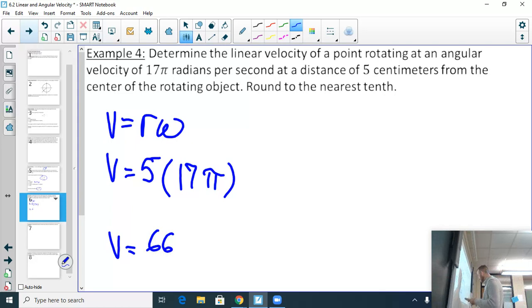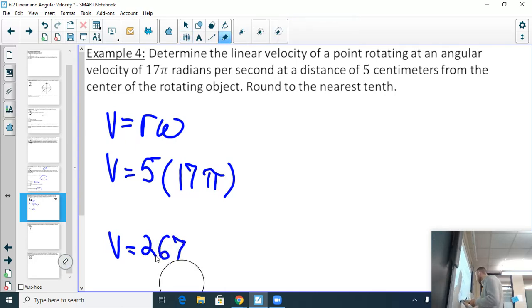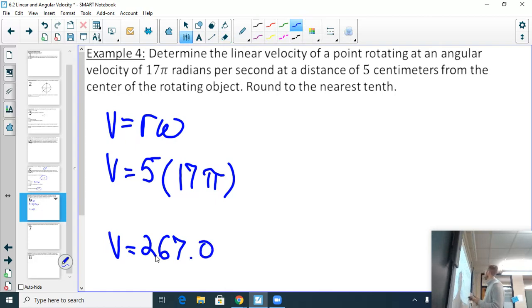5 times 17 times pi, we get 267.0, rounded to the nearest tenth. And that's all it is. And this will actually be in centimeters per second.